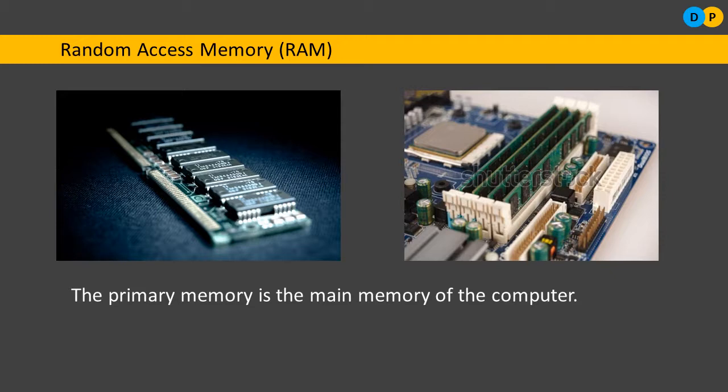So what is RAM? RAM is a primary memory. It is also referred to as the main memory of the computer. In primary memory there are two types, RAM and ROM. So we are studying about RAM. Next, RAM is volatile memory, it is a read-write memory, and it has the random access property.